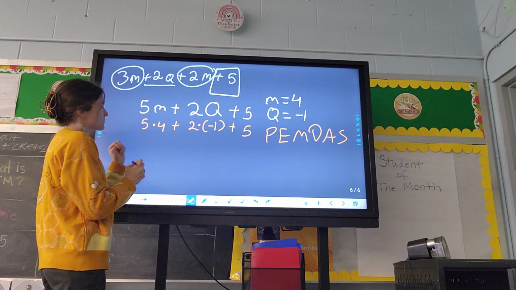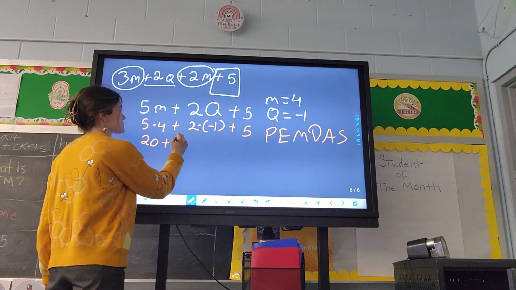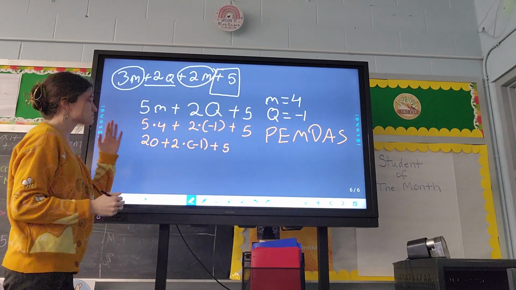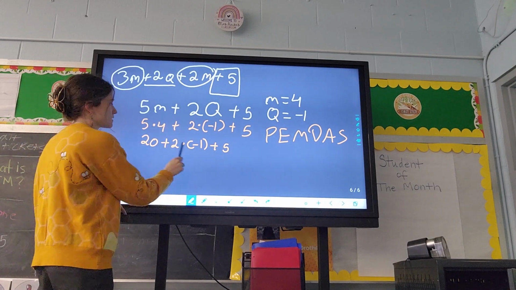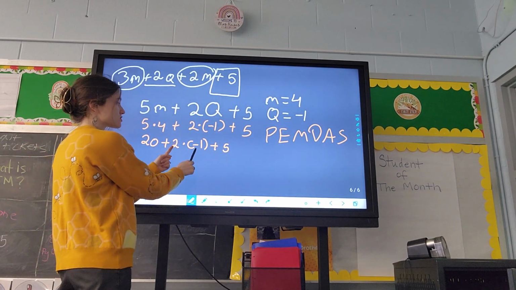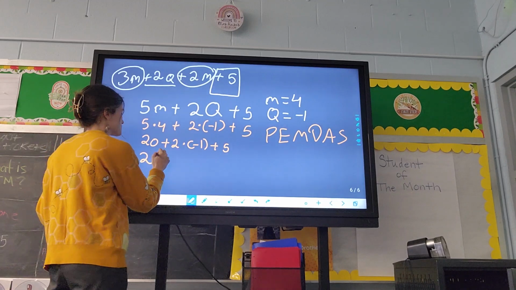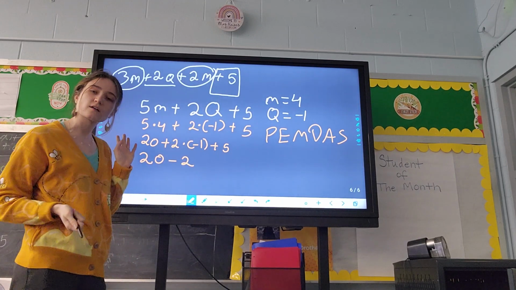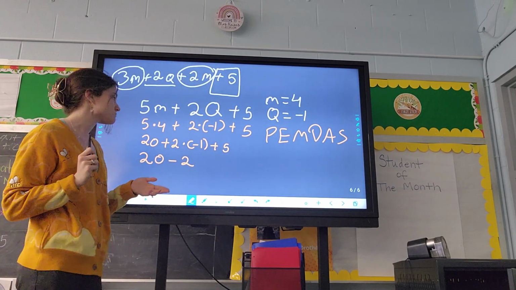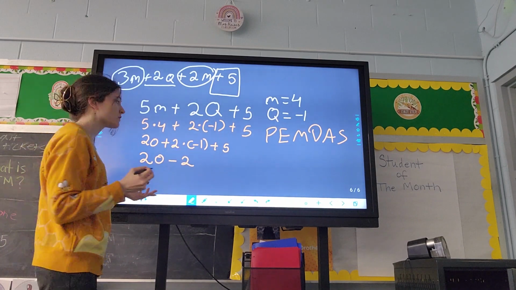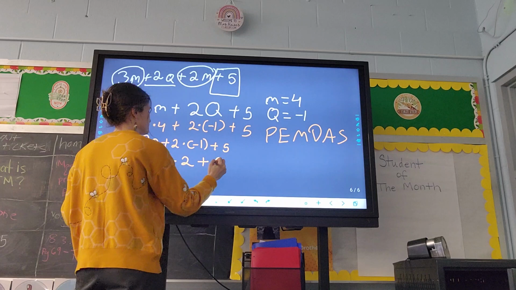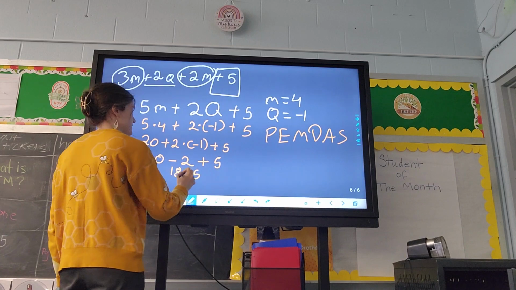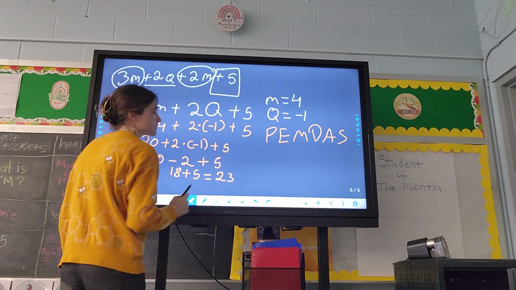So first, this one will happen. So it'll become 20 plus 2 times -1 plus 5. Alright, PEMDAS. Parentheses, no, this one doesn't count. Exponents, no. Multiplication, right here. So we have 20 minus 2, because a positive multiplied by a negative number becomes negative, then plus 5. What's 20 minus 2? 18. Plus 5, 18 plus 5, which will equal 23.